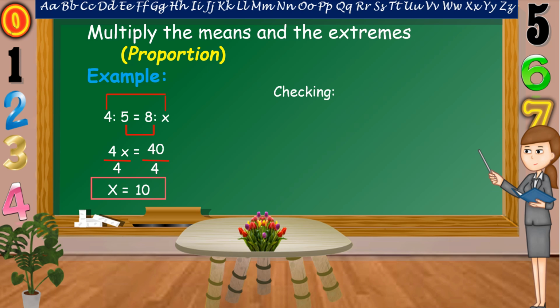Then we use the value of x in our original equation. 4 is to 5 is equal to 8 is to 10. Let's multiply the extremes. 4 times 10 is equal to 40, and 5 times 8 is equal to 40. Therefore, the value of x, which is 10, is correct.